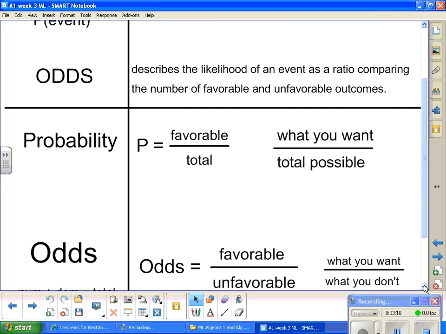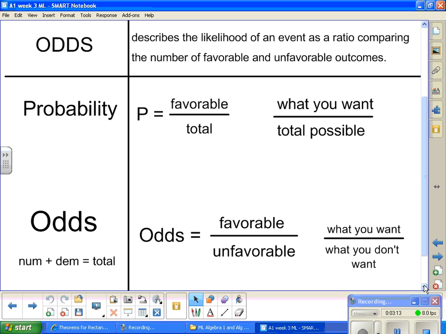For odds, it's the favorable divided by the unfavorable. So what you want and what you don't want. Those two, favorable and unfavorable, should add up to give you the total of what there is. So what are the odds of me picking a green jelly bean? If there's 10 jelly beans total, and say there's 3 green jelly beans, then I would have 3 on top, and the difference of 3 and 10 is 7, so 7 would be on bottom. So it's what you want divided by what you don't want.